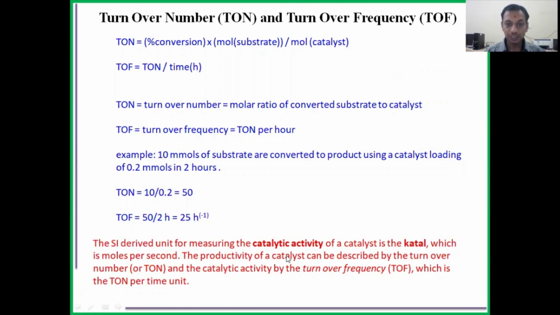The productivity of a catalyst, this is very important, can be described by the turnover number in industry, and especially in the lab also, but industrial people always talk about turnover number and turnover frequency. So the productivity of a catalyst can be described by the turnover number and the catalytic activity by the turnover frequency, which is the turnover number per unit time.